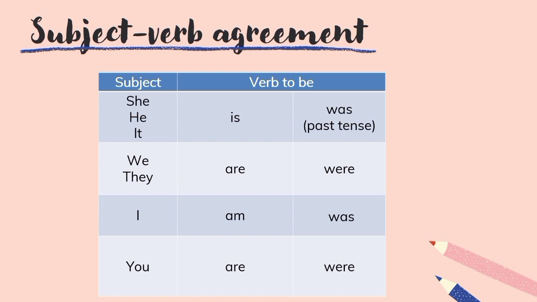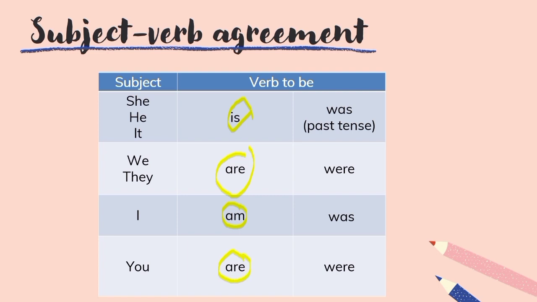Now let us focus on verb to be. Remember, you have learned verb to do and verb to have and also the action verbs. So now it is verb to be. Remember, singular subject, she, he or it, we use is. Okay? If the subject is plural, we use are. Okay, I and you are special. So I, we use am, and you, we use are.